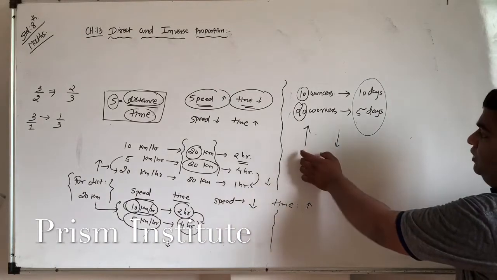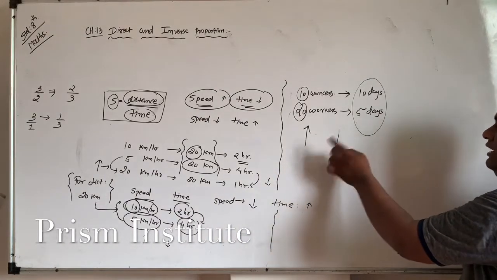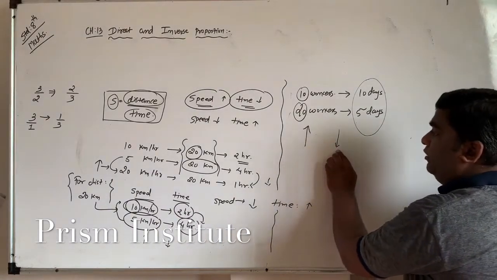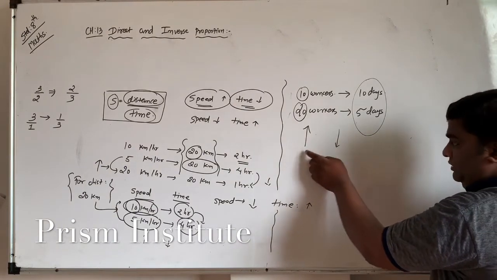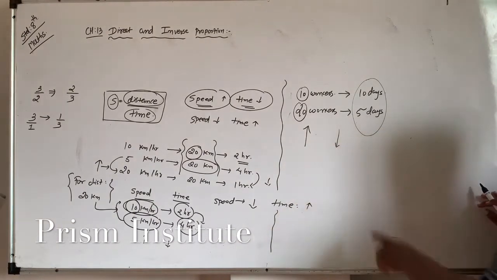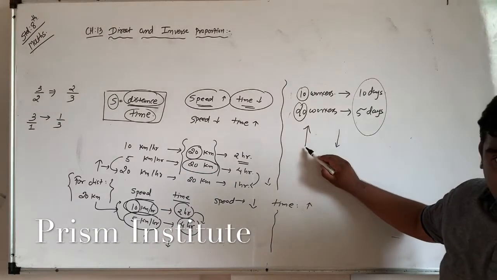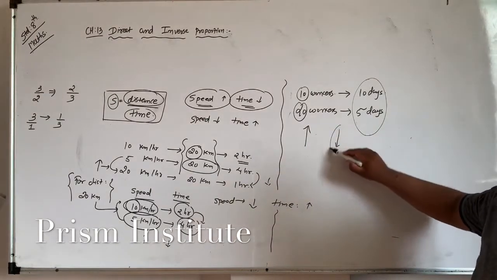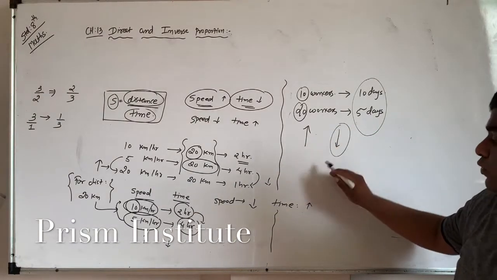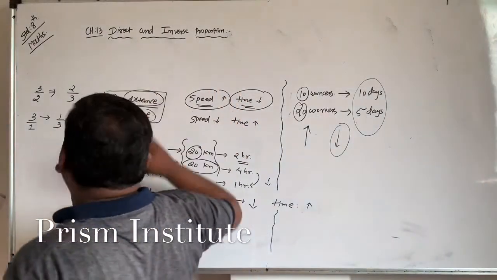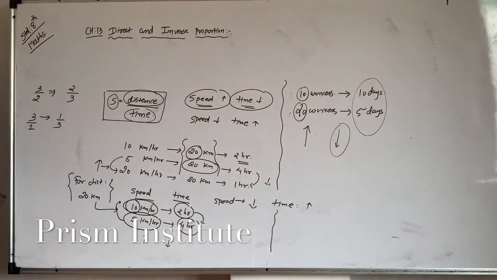So here one quantity is increased, and the other quantity, which is dependent on it, is decreasing. Whenever one quantity is increased, the other will be decreased. So it is known as inverse proportion. Okay, so it is known as inverse proportion.